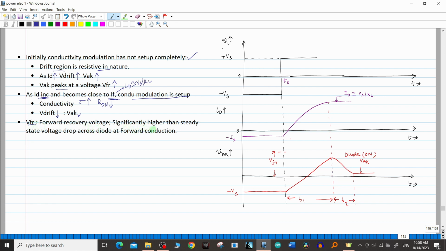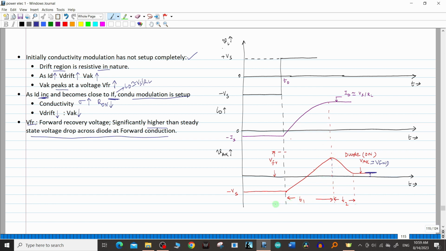Now, this VFR is significantly higher than the steady state voltage drop across the diode in forward conduction. You can see this is the V forward, the steady state drop in forward condition, this small value. But you can see that this VFR is significantly higher. And in some cases, if you are not careful, this can even damage certain circuits. So that is very important.